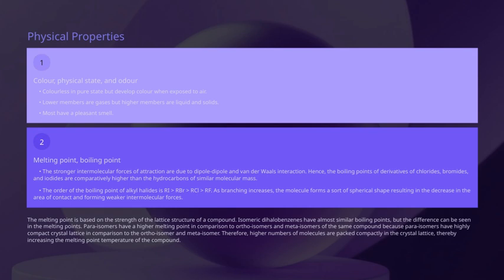Moving on to alkyl halides, the order of their boiling points is RI greater than RBr, which is greater than RCl, and finally RF. As the molecules become more branched, they tend to form a spherical shape, which reduces the contact area between molecules. This weaker contact results in weaker intermolecular forces and consequently lower boiling points.